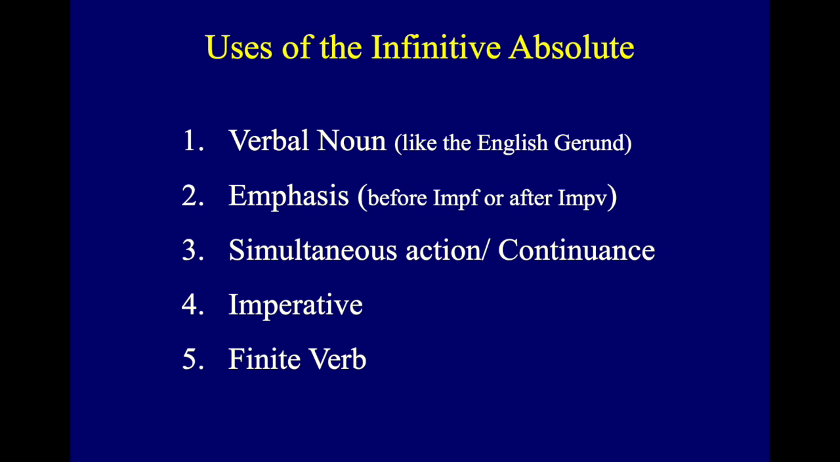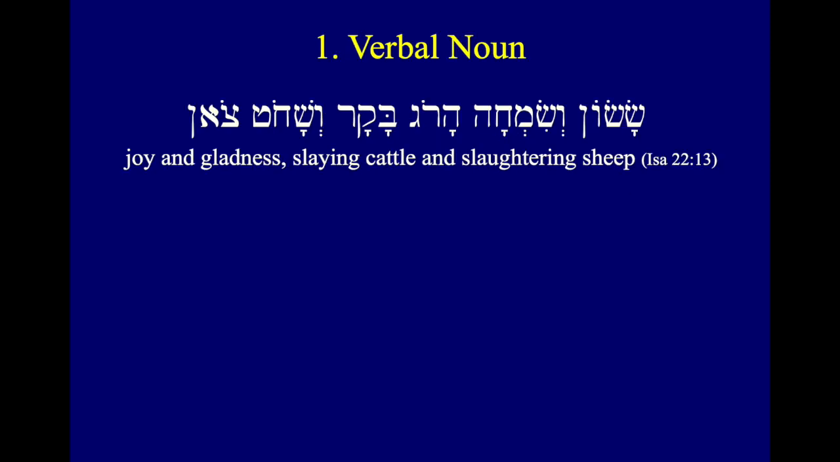It can also mean simultaneous action and continuance. It can be a stand-in for the imperative. It's the same form as the imperative, but it's a little bit different, right? The infinitive absolute has that long vowel under the first radical. Here we might say that some scribe might have misread the imperative for the infinitive absolute, but the infinitive can actually function that way sometimes. And then every once in a while, it can take the place of a finite verb in this somewhat strange way. That occurs rarely, and I'll show you that at the very end.